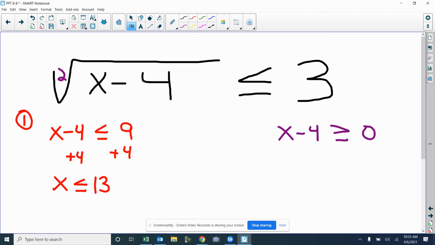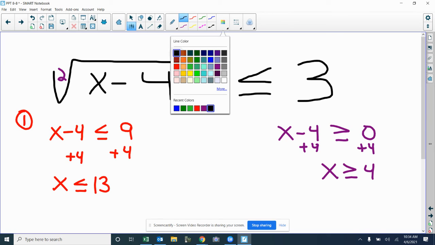If it was a cube root, hello, are you listening? If it's a cube root, we can have a negative, so we don't need to worry about it. Solving here, what am I going to get? I'm going to plus 4. I'm going to get x greater than or equal to 4. Everybody still okay?